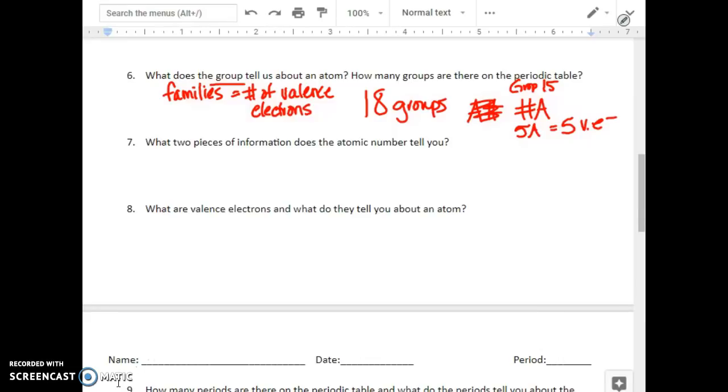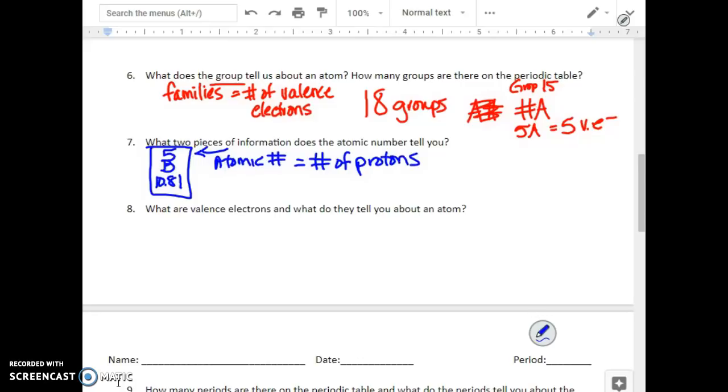Number 7, what 2 pieces of information does the atomic number tell us? If this is a tile of boron, this is the atomic number, and that also is equal to the number of protons. And this tells us the identity of an atom, the ID, and it also equals the number of electrons. So in this case, for boron, its atomic number is 5, so I have 5 protons, and I have 5 electrons.